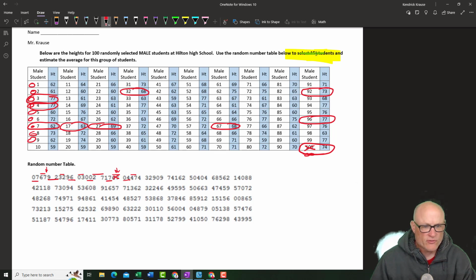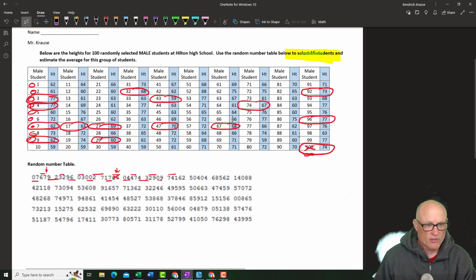And then 47. And then 43. And then 29. This is a little bit time consuming. It's kind of a pain in the neck. And then 9. See if I got to 15. 1, 2, 3, 4, 5, 6, 7, 8, 9, 10, 11, 12, 13, 14. Oh, one more. 74. So my last one will be 74, which is right here.